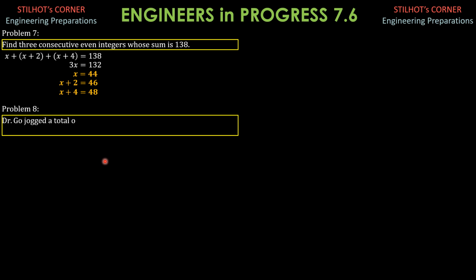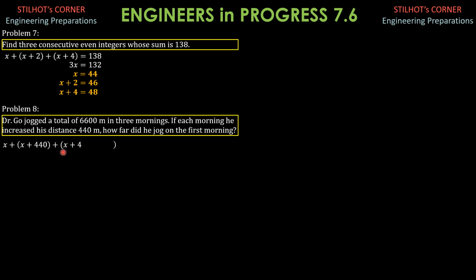Problem 8. Dr. Go jogged a total of 6,600 meters in 3 mornings. If each morning he increased his distance 440 meters, how far did he jog on the first morning? So it's the same as the sum of integers concept, this problem here. So x is the distance traveled on the first morning, x plus 440 second morning, x plus 440 plus 440 the distance traveled the third morning. So x plus 440 plus (x plus 440 plus 440), that's the third morning, equals 6,600.